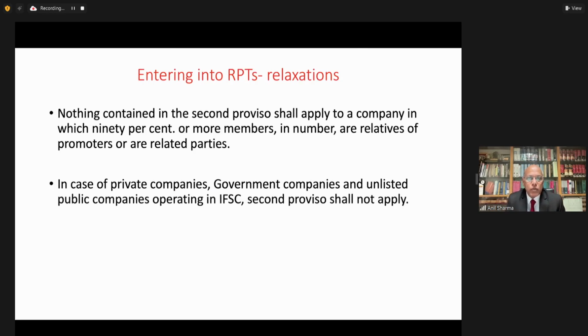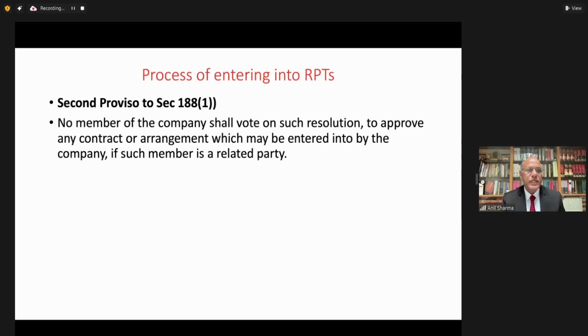And there are two more relaxations which can be seen. Nothing contained in the second proviso shall apply to a company in which 90% or more members in numbers are relatives of promoters or are related parties. In case of private companies, government companies, and unlisted public companies operating in IFSC, the second proviso shall not apply. So these two exemptions are only with regard to the second proviso, which I just mentioned.